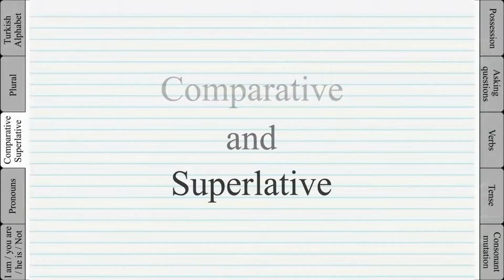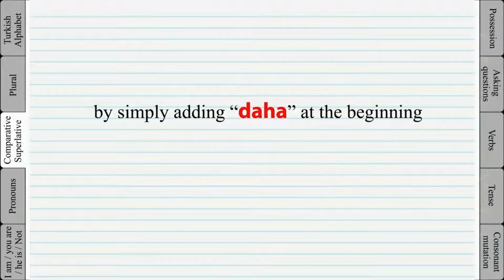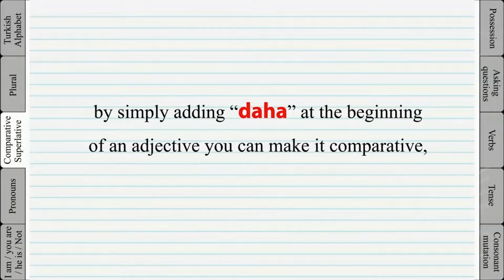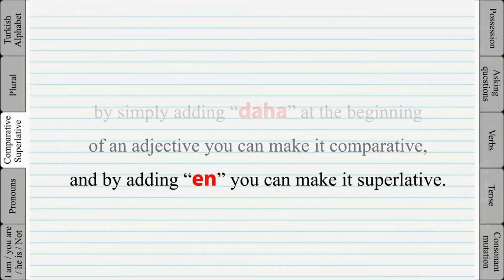Comparative and superlative. By simply adding daha at the beginning of an adjective, you can make it comparative, and by adding en, you can make it superlative.